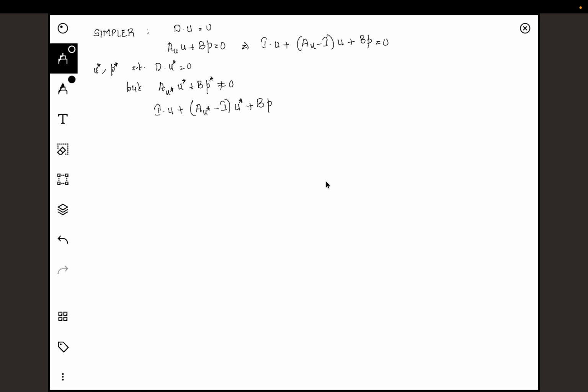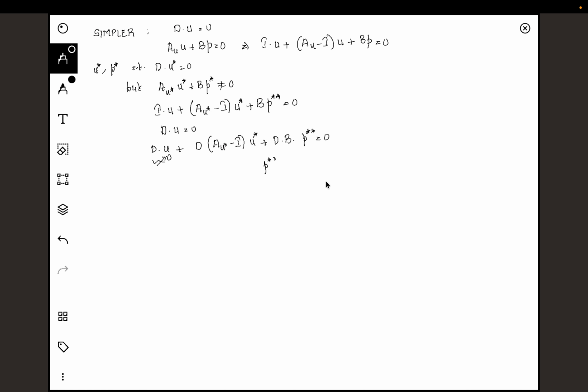I'll write this as P double star, because I know P star is not the correct one, so I'm trying to solve for P double star. And we know that du should be 0. So I can multiply this equation with d, so that will give me du. So this will be 0, and this will be the equation I'll be solving for.